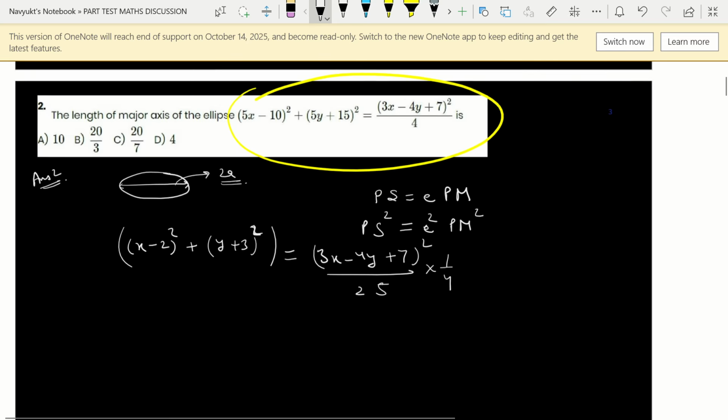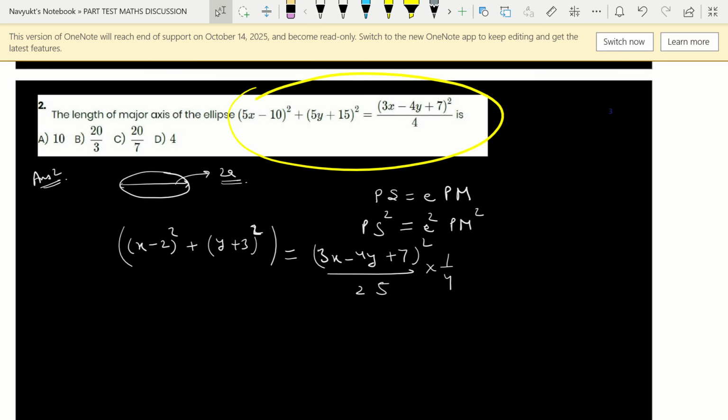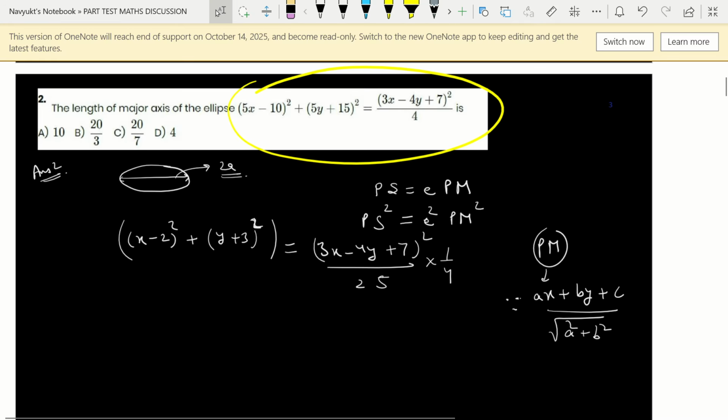Why did we get this 25 down? Because if you notice PM, what is PM? PM is basically the distance of any general point P from the directrix line, right? So that formula contains AX plus BY plus C upon what? AX plus BY plus C upon root A square plus B square. Correct. Because of this reason we have gotten 25 down, because you will notice 3 square plus 4 square is nothing but 25 itself, right?